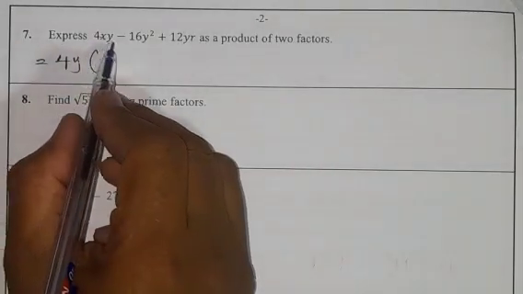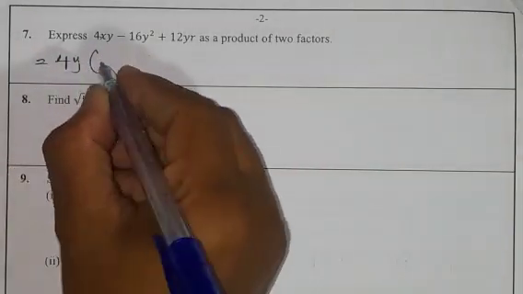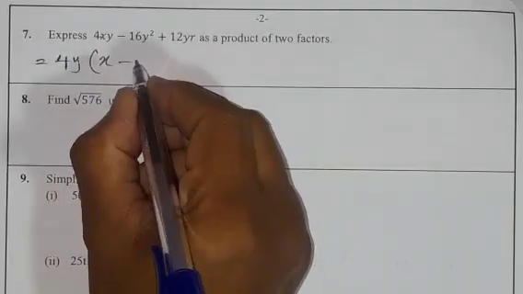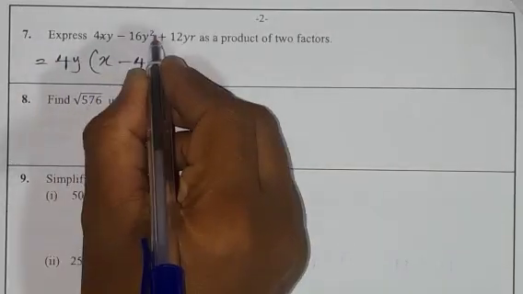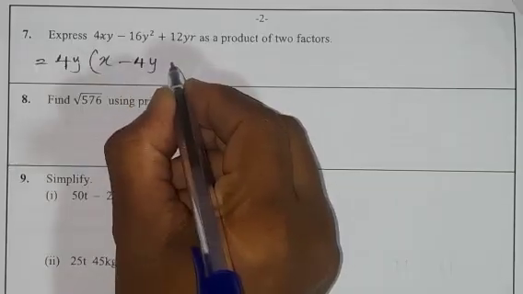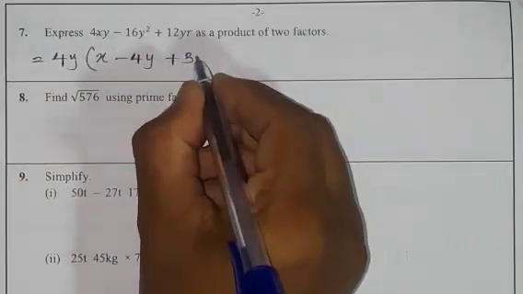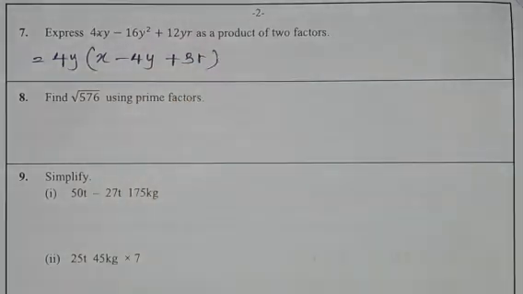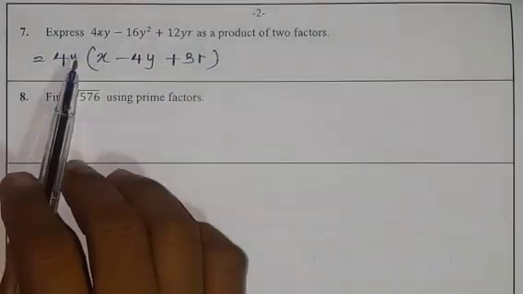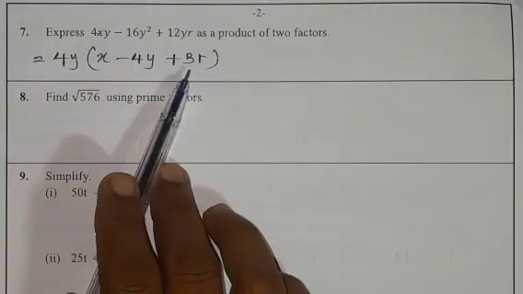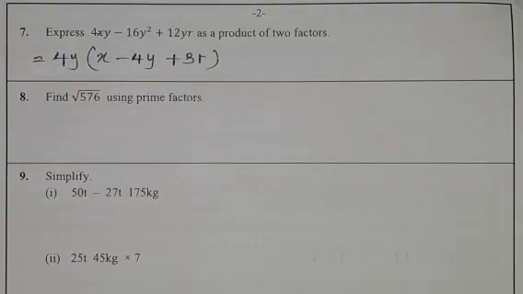Then 4xy. If you take 4y out, then x is remaining. Then minus 16 divided by 4 is 4, and another y is remaining. Plus 12 divided by 4 is 3, then r is remaining. This is the answer. These are the two factors. One factor is 4y. The other one is x minus 4y plus 3r.